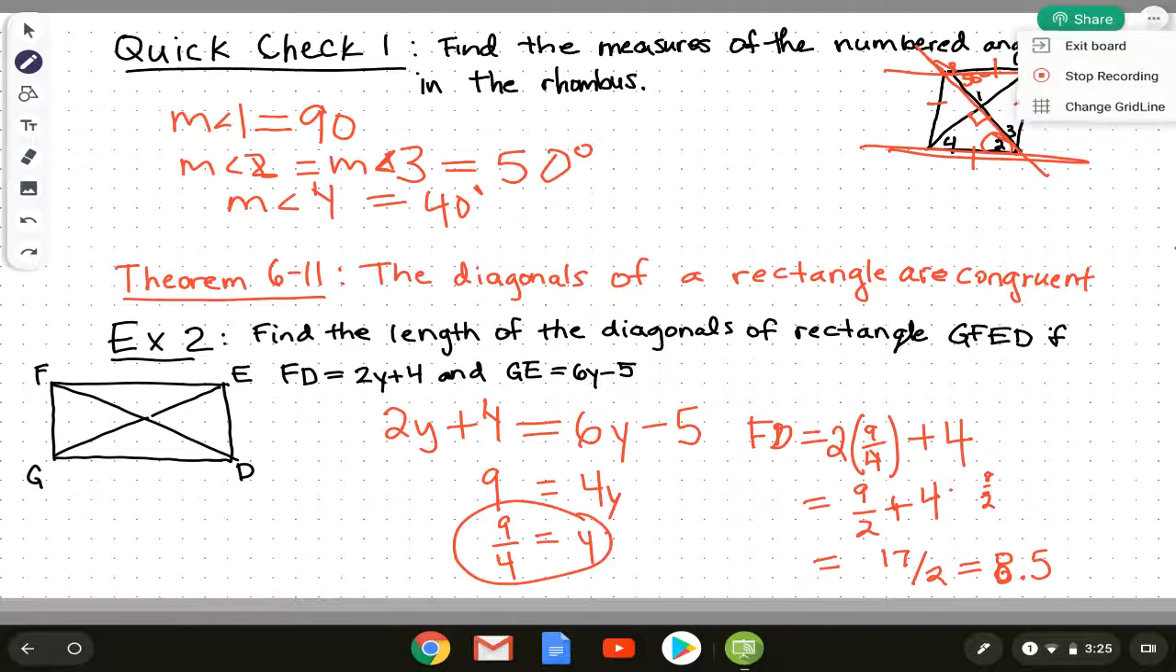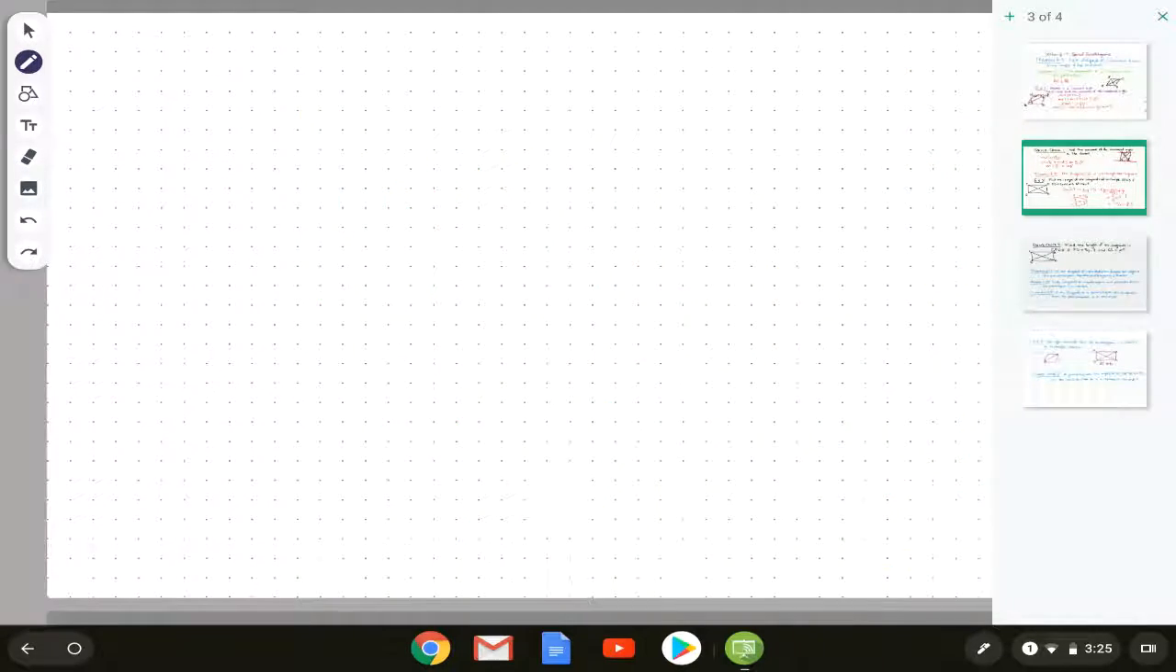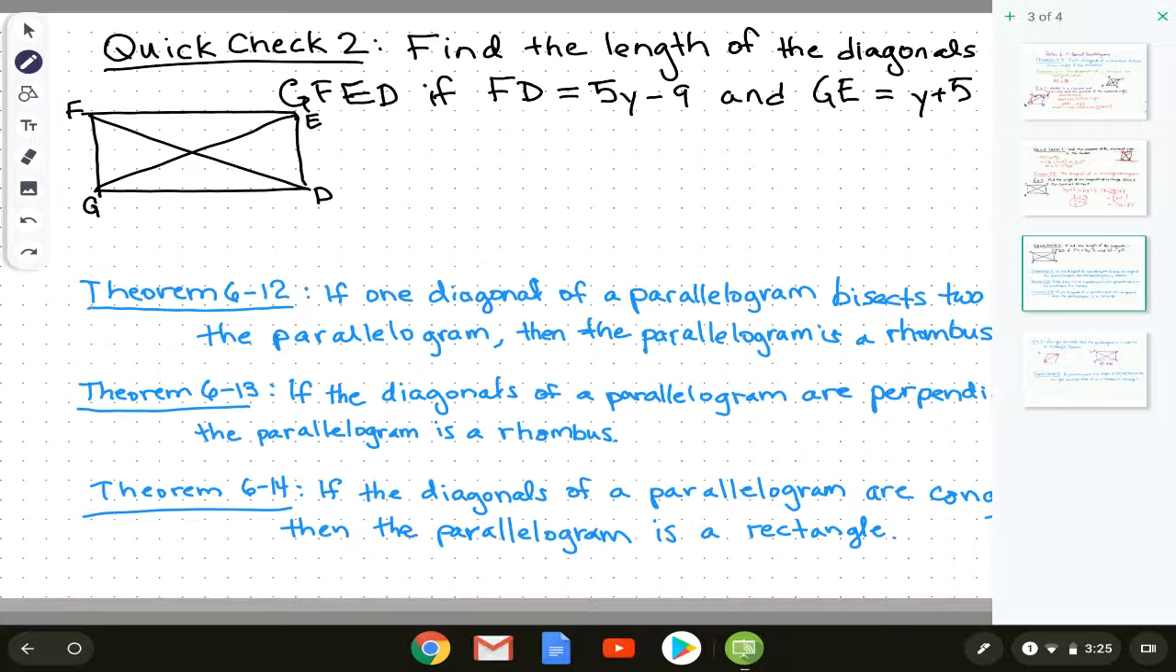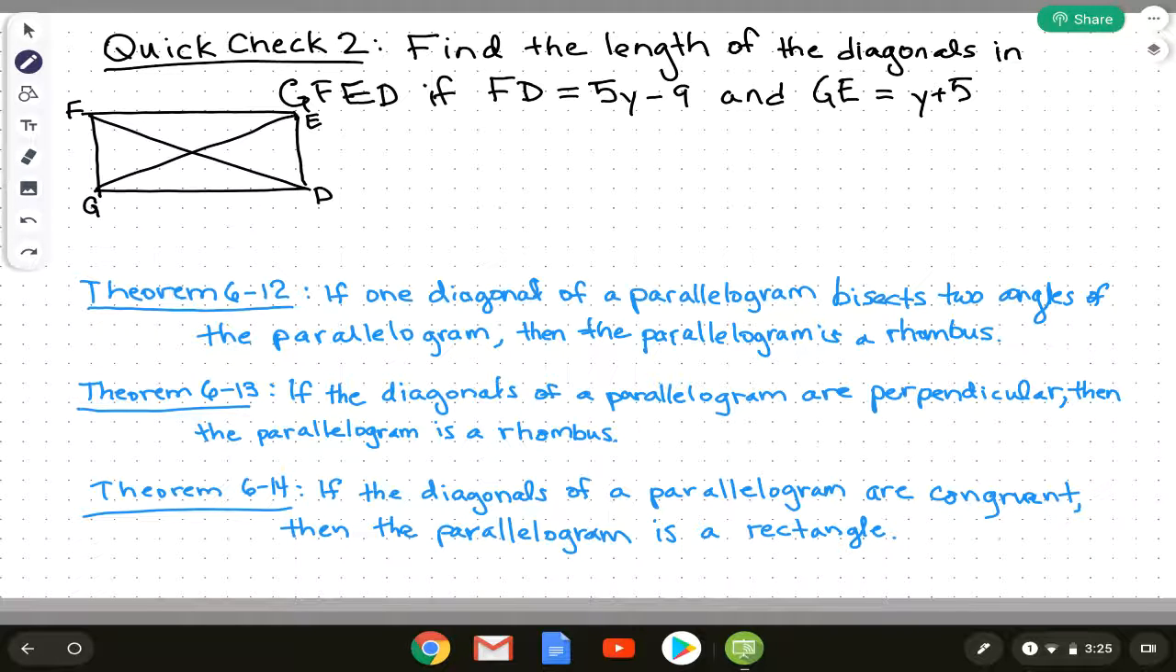Okay, oops, wrong one. Okay, so Quick Check 2 is asking you to do pretty much the same thing. We still have the same rectangle, and they've given you different values for FD and GE, and they ask you to find the length of each diagonal. So stop, pause, and try that. Okay, so hopefully you set these two things equal to each other, since the diagonals have to be congruent.